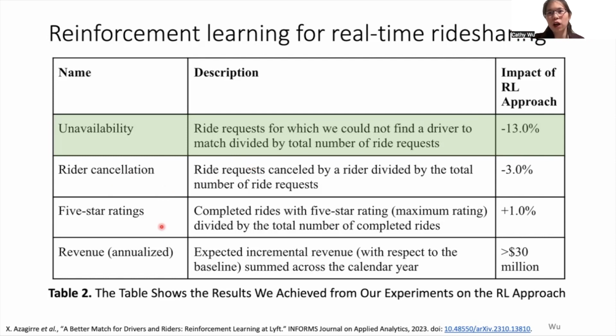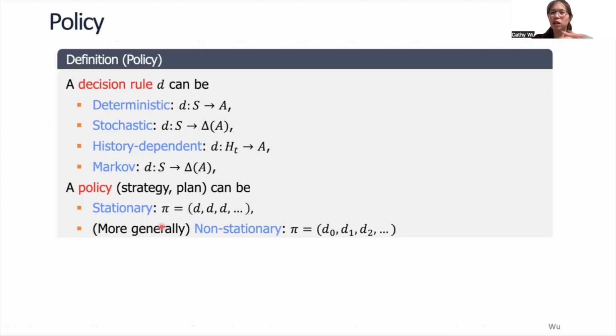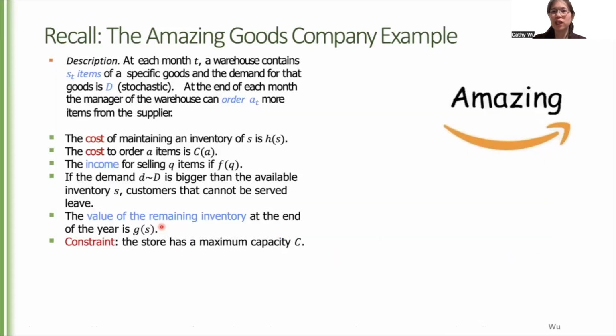I want to take a couple minutes now to talk about the policy. The policy is the object that maps states to actions. It's actually what's making the decision. And there are a lot of different forms that the policy can take on. I don't want to belabor it. This slide is quite detailed and quite formal. I mostly want to give a couple examples of what a policy looks like, and let's do this in the context of the Amazing Goods Company example again.